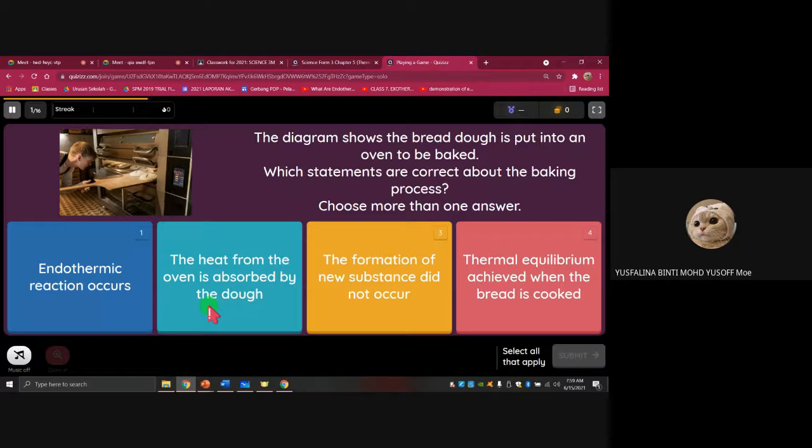So the diagram shows the bread dough is put into the oven to be baked. So which statements are correct about the baking process? Choose more than one answer. So this one seems like you bake the cake. So whether the heat is absorbed or the heat is released. And how about the temperature of the surrounding? So whether it is endothermic or exothermic.